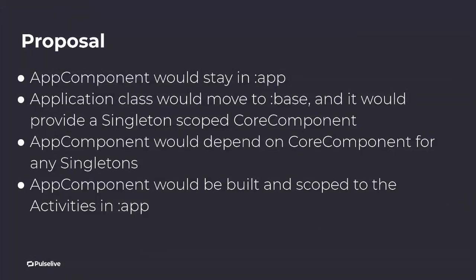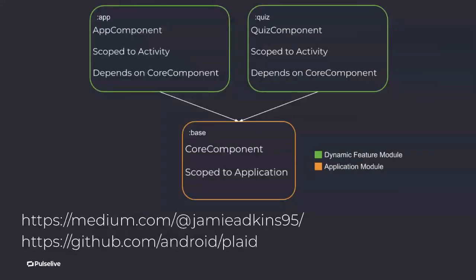So what's happening here is we have, in our base application module, a core component that scopes the application and provides our singletons. In that huge monolith app module, the app component is still there. It's now scoped to activities, and it depends on the core component for some singletons. And with the same sort of setup in quiz, with a much, much smaller quiz component, it scopes an activity, and also depends on the core component for a few singletons.